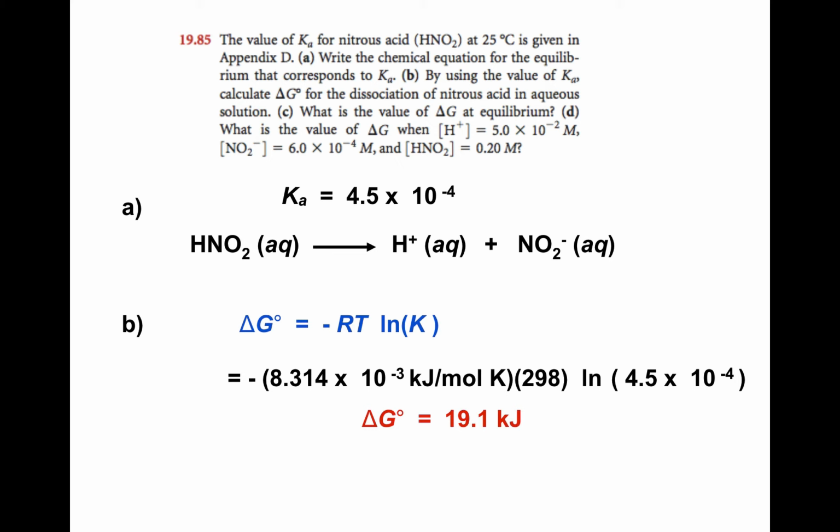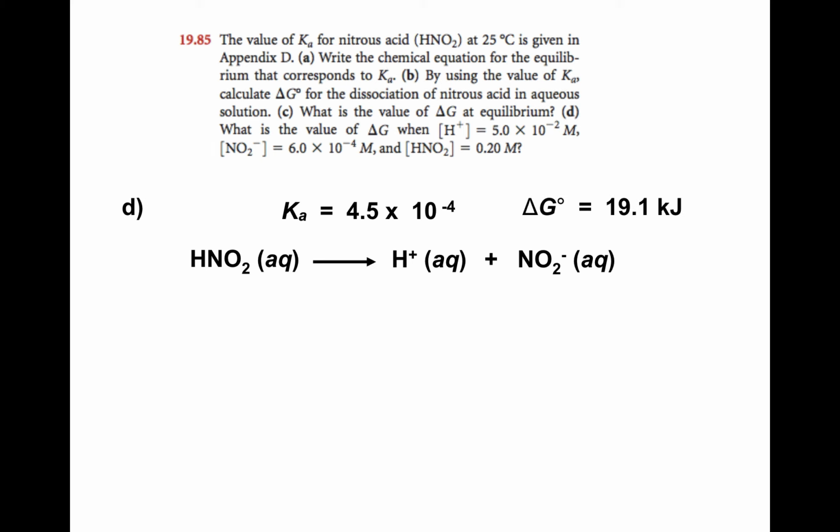C, what is the G at equilibrium? G at non-standard conditions at equilibrium is going to be 0, right? That's what represents being at equilibrium. So that's that. D, what is the value of G at non-standard conditions if I have these concentrations?